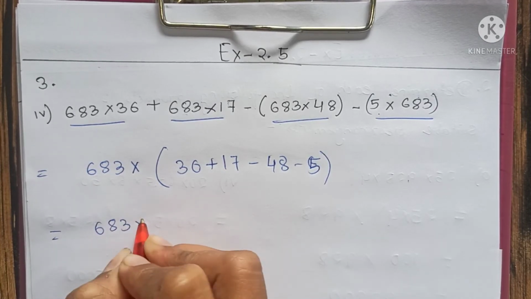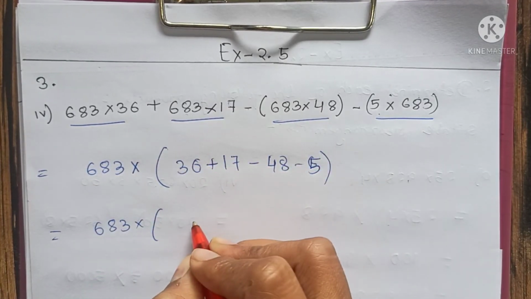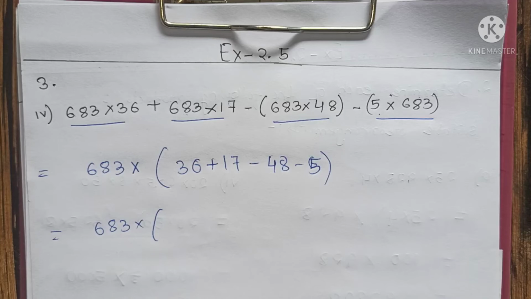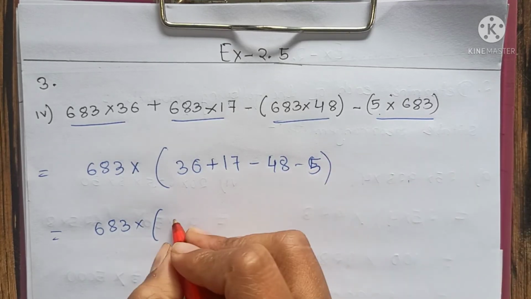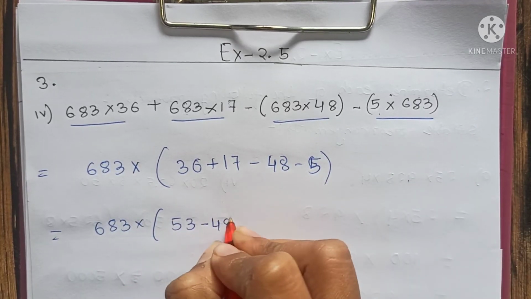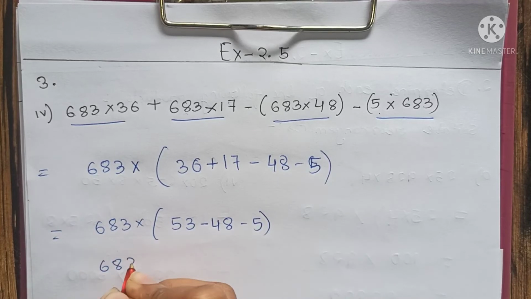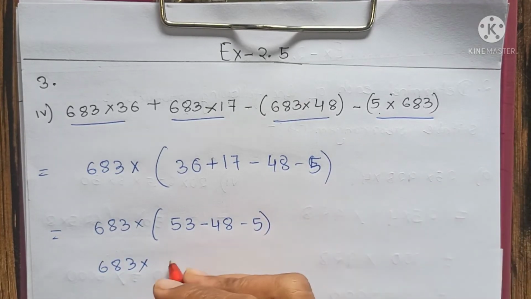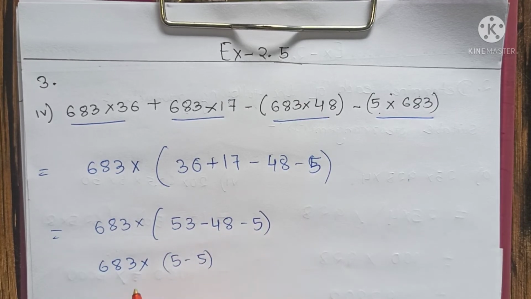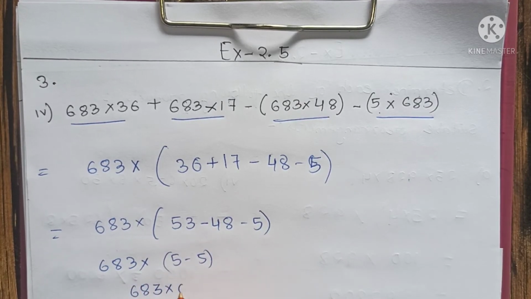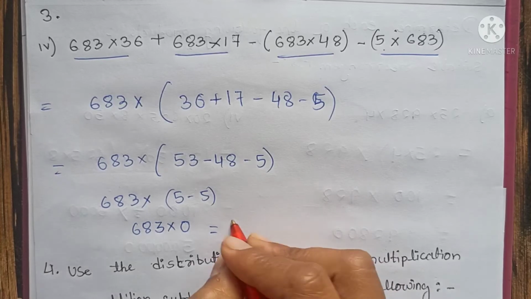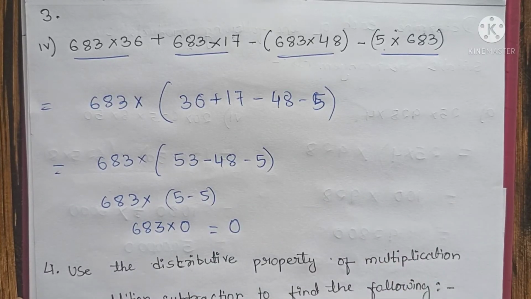Now solve inside the bracket. 36 plus 17 will give us 53. 53 minus 48 minus 5. So 683 into 53 minus 48 is 5. 5 minus 5 is 0. So 683 multiplied by 0 will give us 0. Okay. So here we have got our answer. In this way we can solve all the questions of number 3 using the distributive property.